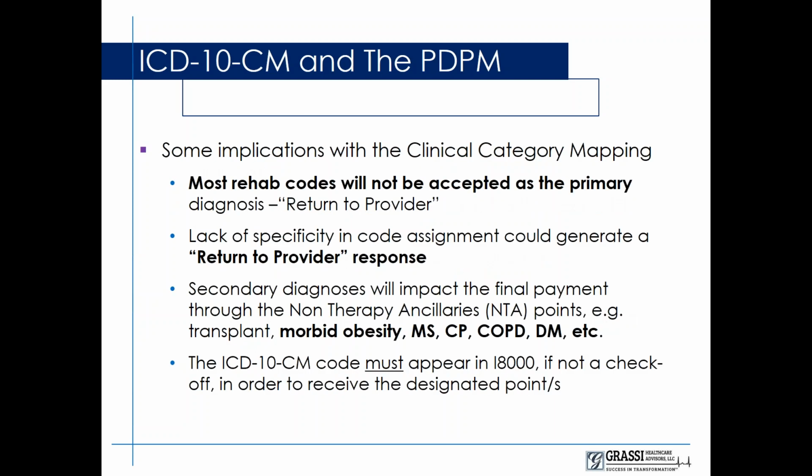Some implications of the clinical category mapping. Most rehab codes are not going to be accepted as primary. We're going to see some of that where they say return to provider because they're going to be lacking specificity. Again, those are all going to have to go back to the provider. So we're going to need to make sure you have your policies in place for how you are going to get that information. Secondary diagnoses are going to impact the final payment through the non-therapy ancillary points. So make sure that other conditions that the patients are being treated for are also listed there. The ICD-10 code must appear in I8000. This is just reiterating what Joe spoke to earlier. Next slide.